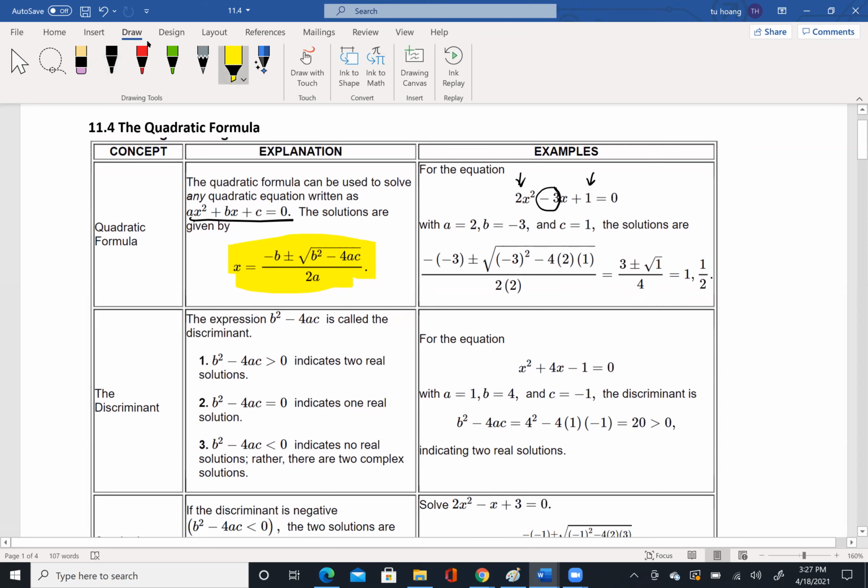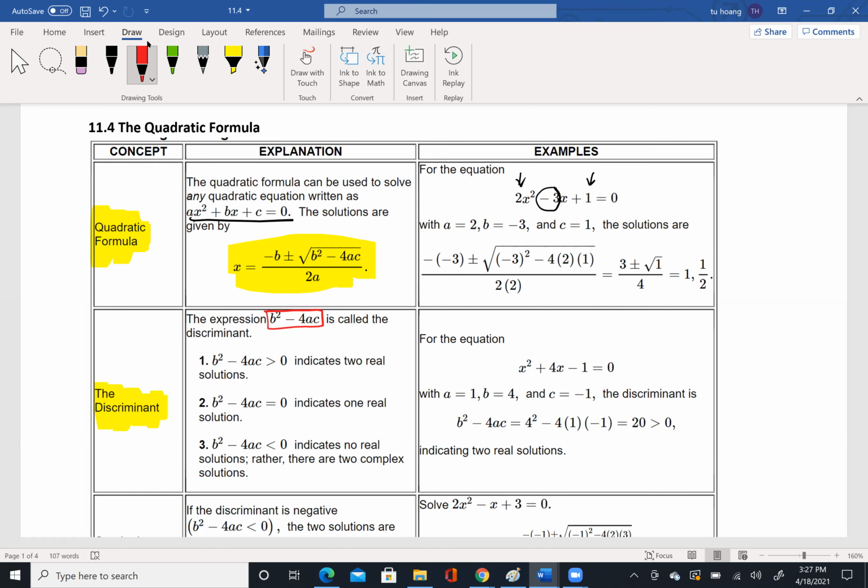Also, you will learn about the discriminant. The discriminant is the radicand, the part inside of the radical under the square root, which is b squared minus 4ac. We call that the discriminant, and we have three cases. In the first case, if the discriminant is greater than zero, then we will have two real solutions.